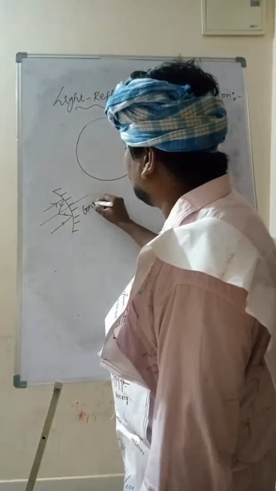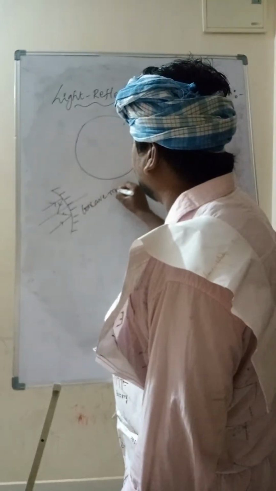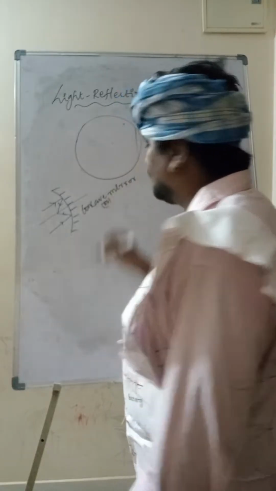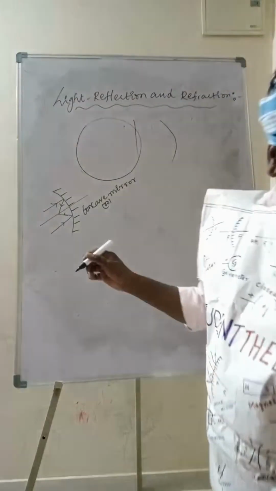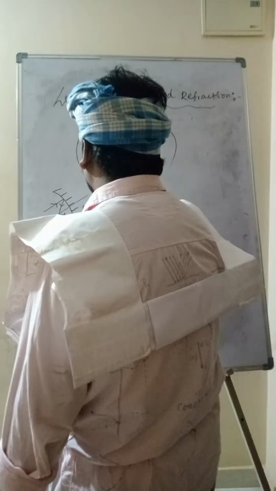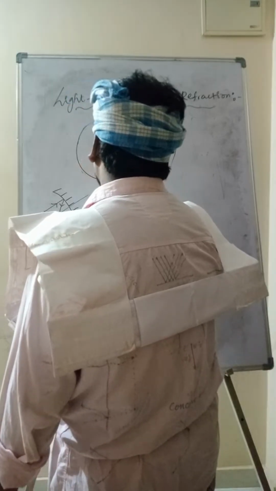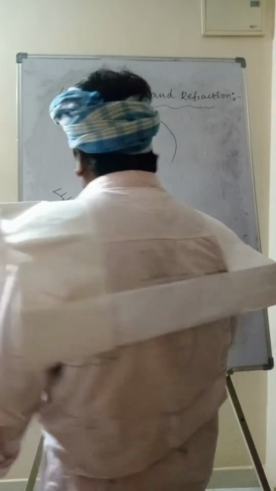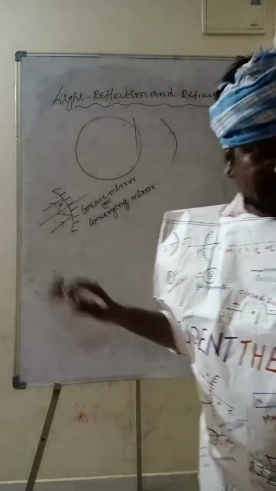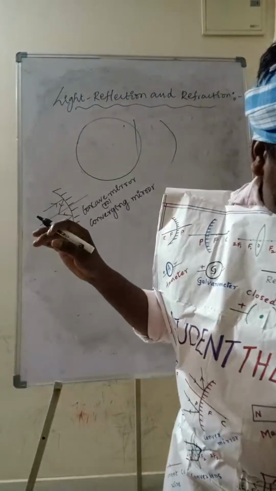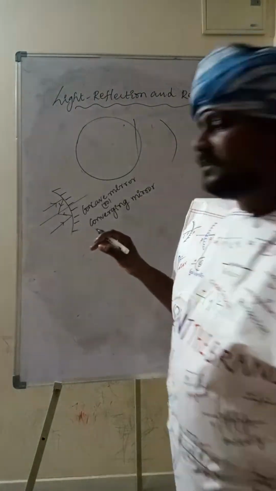This is a concave mirror. Concave mirror is also known as converging mirror, whereas convex mirror is also known as diverging mirror.